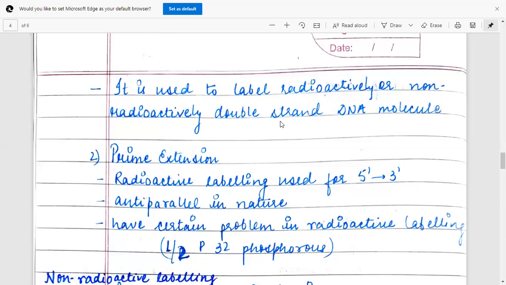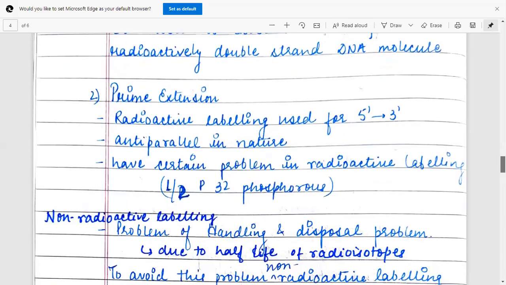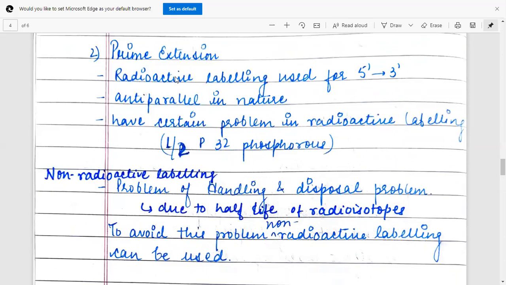So this one, for our gene, is used to label radioactively or non-radioactively double-stranded DNA. So both strands can be labeled depending upon the condition. Primer extension can also be used in the same way as has already been discussed. Radioactive labeling is used for 5' to 3' extension of the primers.